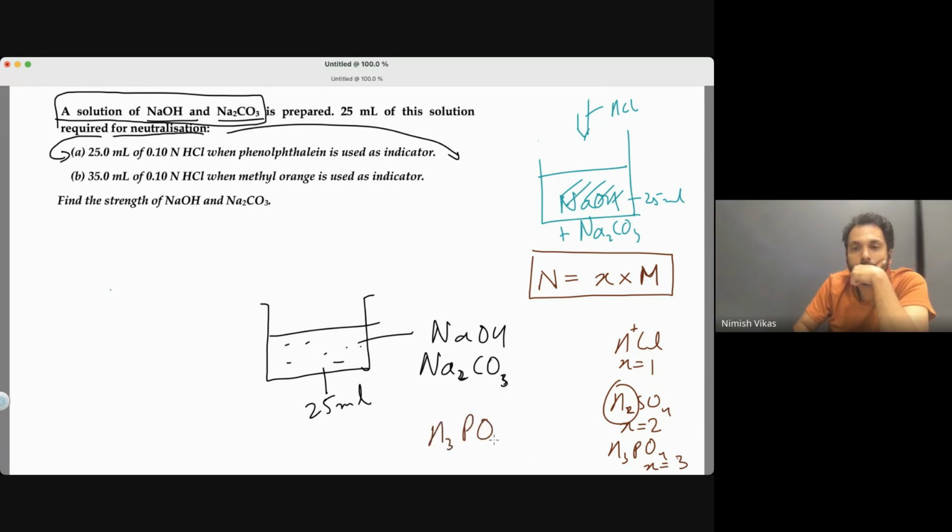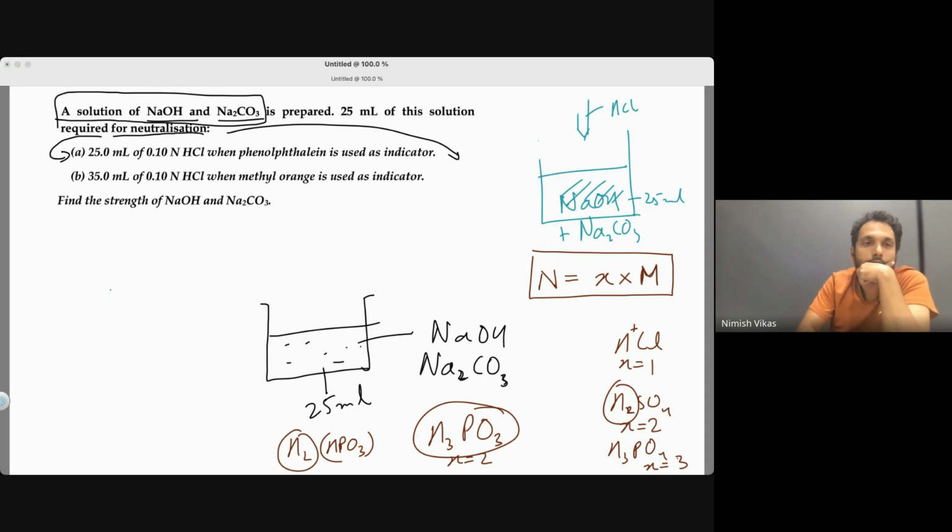H3PO3 has an X factor of 2, because it is improperly written like this. The acid is actually H2 and HPO3. Only these two H are detachable. This H is not detachable. They just bluff, it's a very common bluff.